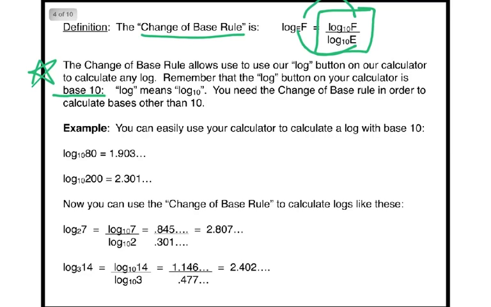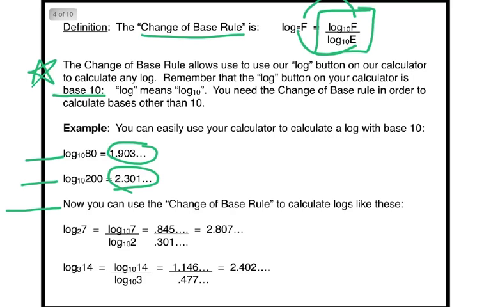For example, you can easily use your calculator to calculate a log with base 10. For example, log base 10 of 80, you just type into your calculator log, then 80, then enter, and you'll get the answer 1.903, etc. Or you can calculate log base 10 of 200. Just type the button log, then 200, then enter, and you'll get 2.301.